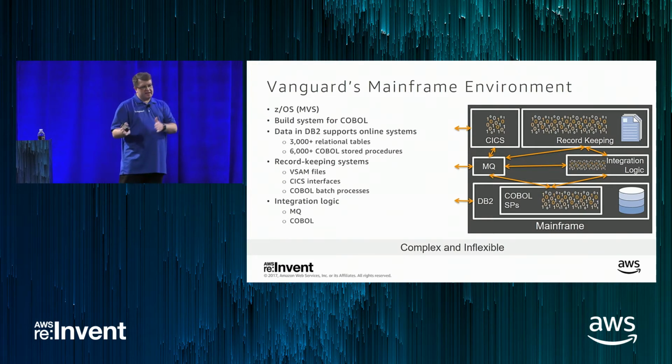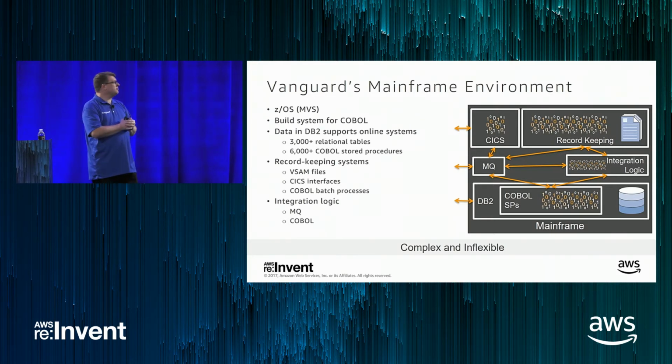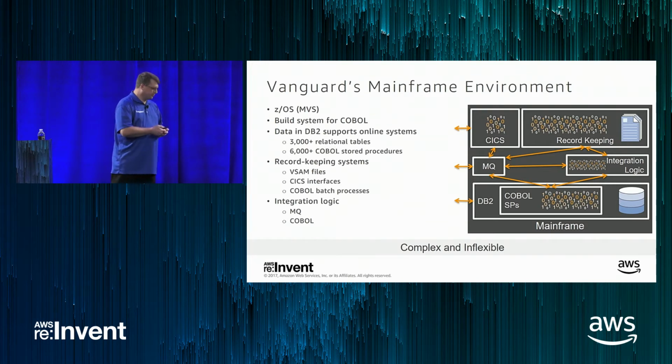In order to provide the data from our system of record into our system of engagement, there's a huge number of integration processes that run, point-to-point integrations with multiple systems that move data from the record-keeping system into the database and vice versa. And typically that goes through MQ and COBOL batch processes. And then finally, people interact with our mainframe, a small amount through the CICS interfaces, slightly more through the MQ interfaces, but the largest interactions are through the DB2.